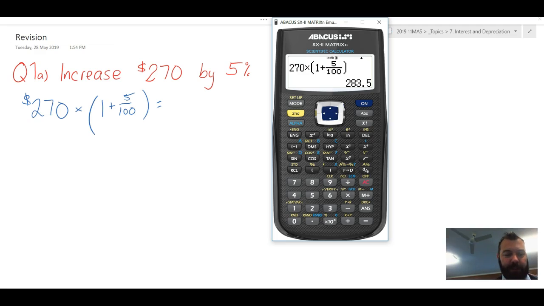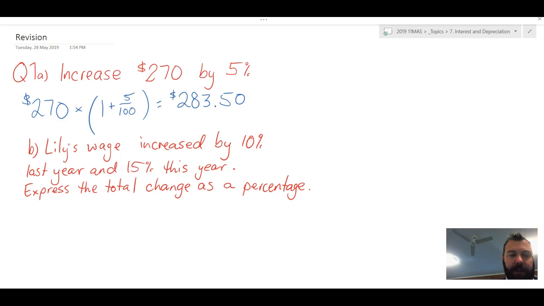All good? Excellent. 1B, Lily's wage increased by 10% last year and 15% this year. Express the total change as a percentage. What we need to do to begin with is to put in a dummy figure. We're going to start with 100. Right, let's start with $100. So I'm going to write 100. Now I'm going to increase that by 10%. So that's times bracket 1 plus 10 over 100.